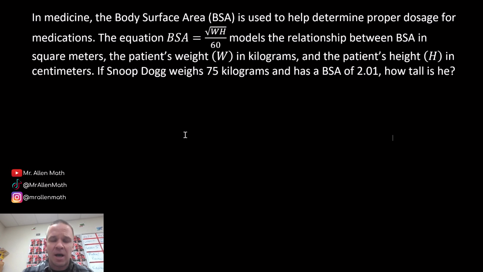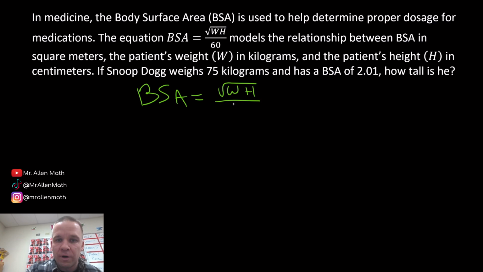So let's set this thing up. First off, I'm going to solve that BSA for height. So we're going to solve this literal equation, and then we'll plug some numbers in. So I would have BSA equals the square root of W times H over 60.